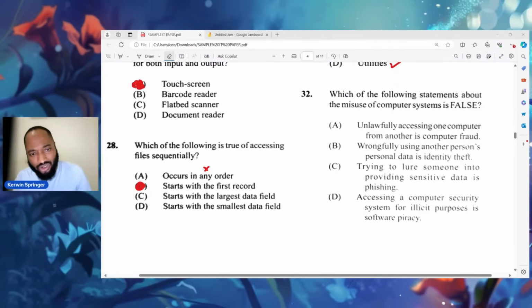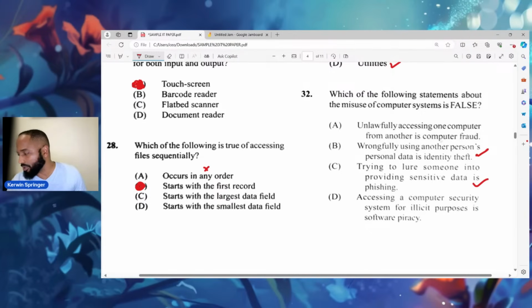My IT is a little rusty, so I'm not too sure if this is an obvious question, but oh, they say which of the following is false. Why are you reading these questions back to front? "Wrongfully." So this is good. This is good. That's what I'm saying. So this is false.